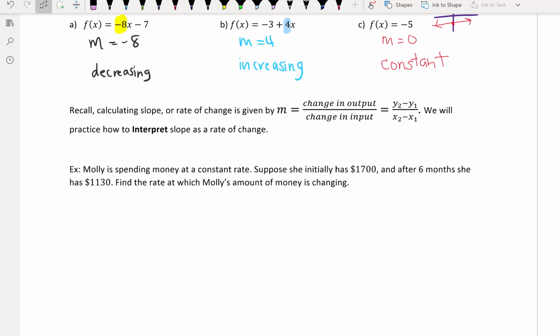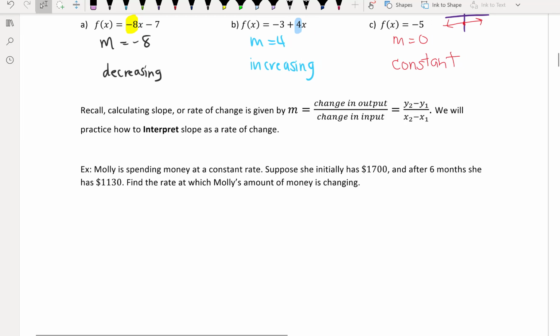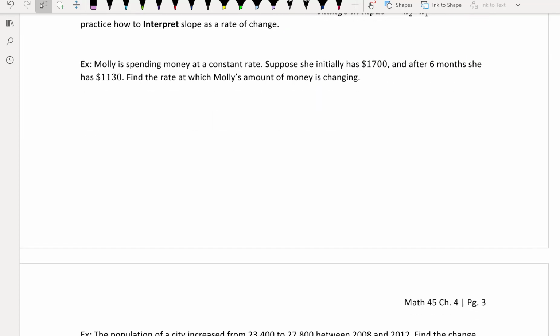So now for slope, we're going to be given our equation. It's the difference in y's divided by the difference of x's, okay? So let's put this into play in a word problem. For example, it says Molly is spending money at a constant rate. So that word, constant rate, they're really saying that this is going to be your slope, which is your m value, okay? And it says, suppose she initially has 1,700, and after 6 months she has 1,130. Find the rate at which Molly's amount of money is changing.